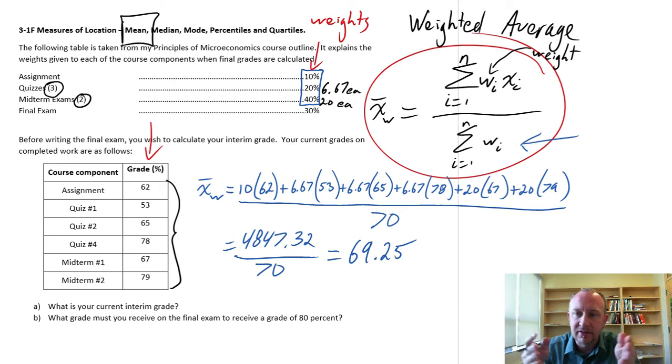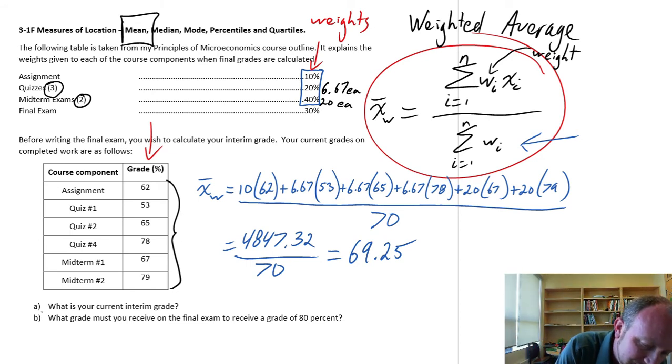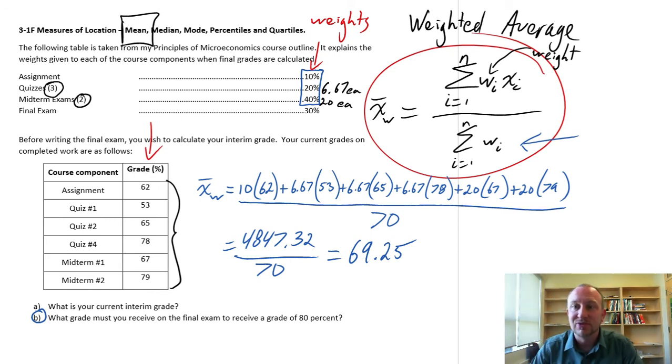Given that we've completed 70% of the course, we can calculate a weighted average using the weights that are given and the marks on all of the assignments and exams that I have had returned, and my interim grade is 69.25%. Good. Now, another very common question as we approach the final exam is, hey Peter, okay, I'm at 69.25%. What grade do I need to receive on the final exam if I want to receive a final grade of 80%? Here in my university, 80% is an A-. So given that I'm at 69.25, what grade must I receive to receive that 80%?